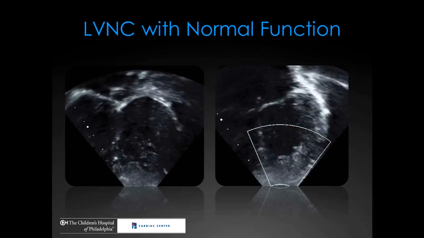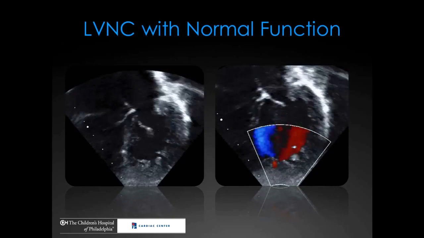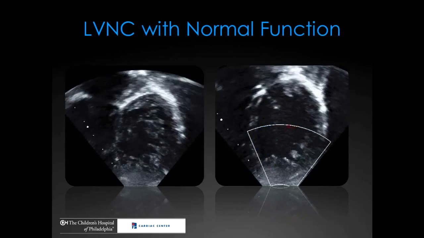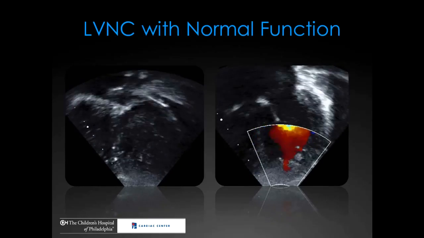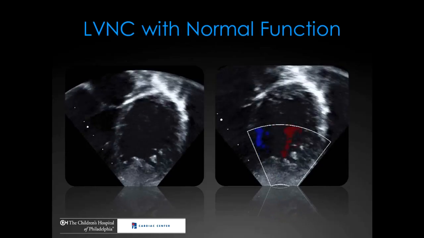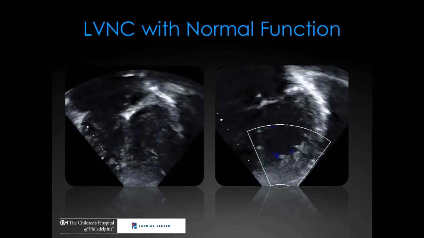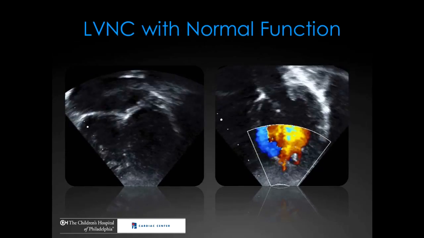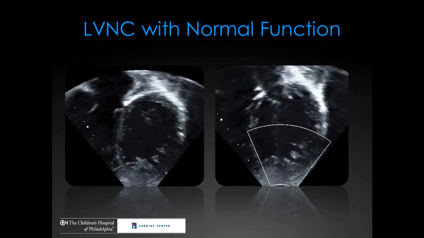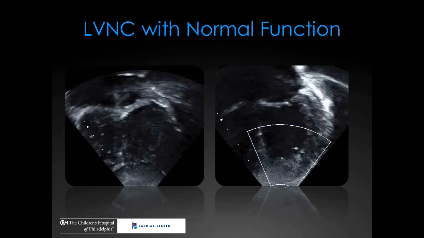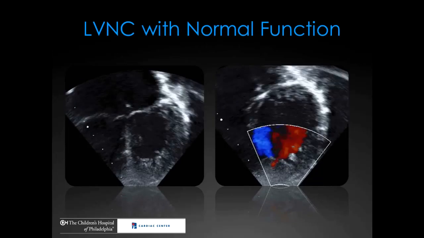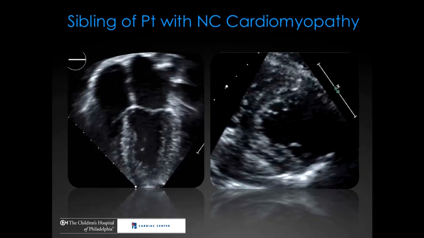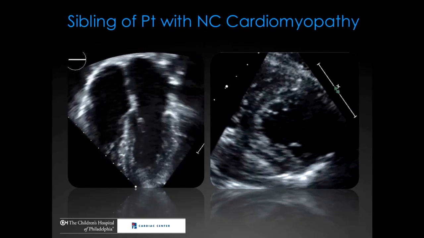So here's where we get quite perplexed. This is a patient in an apical four-chamber view who appears to have prominent trabeculations down at the apex and lateral wall of the heart. You can even see by color Doppler that flow is going in and out of the trabeculations. So does this patient, in fact, have LV non-compaction?